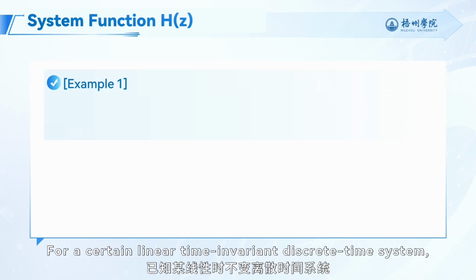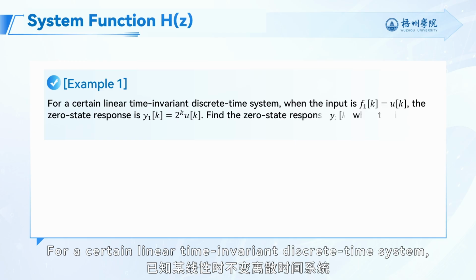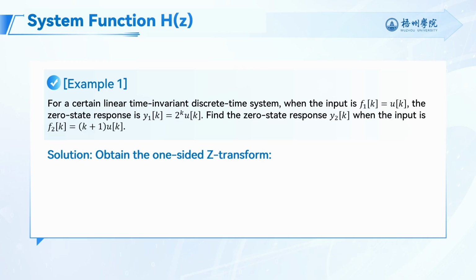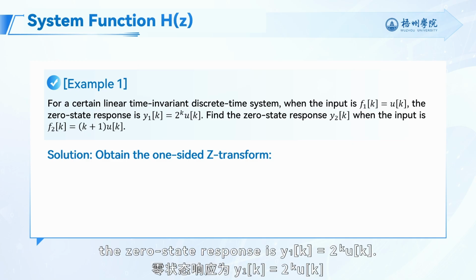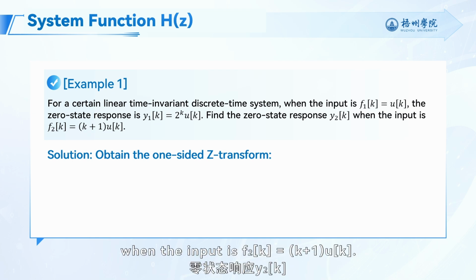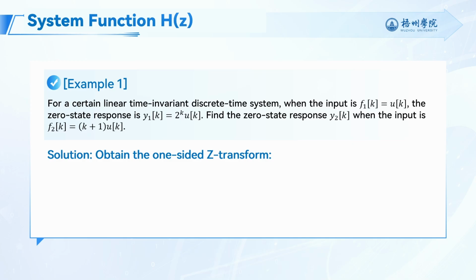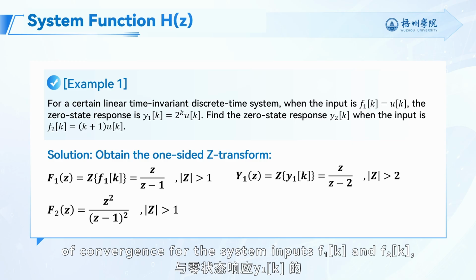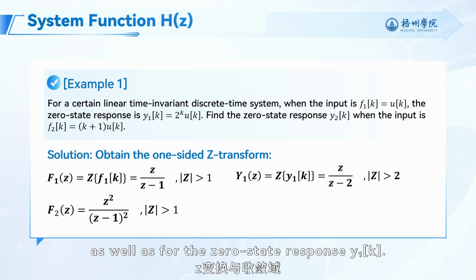Example 1. For a certain linear time-invariant discrete time system, when the input is f1(k) equals u(k), the zero-state response is y1(k) equals 2 to the power k times u(k). Find the zero-state response y2(k) when the input is f2(k) equals (k plus 1) times u(k). Step 1. Compute the z-transforms and regions of convergence for the system inputs f1(k) and f2(k), as well as for the zero-state response y1(k).